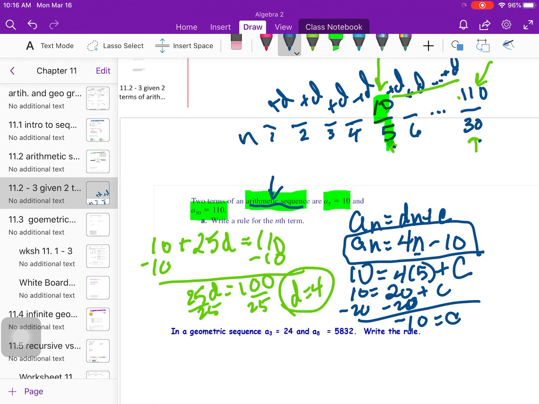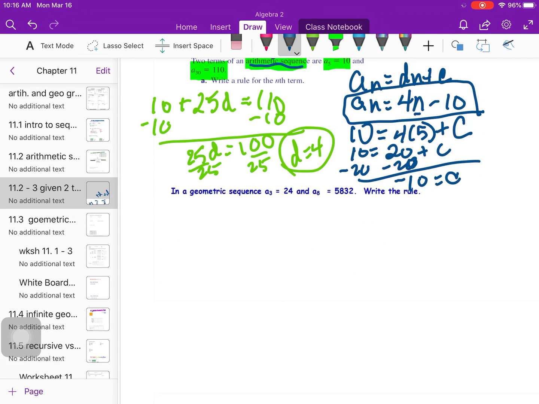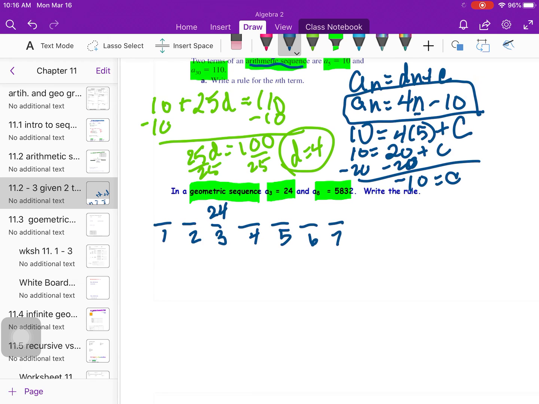We'll do a similar problem with geometric. But the difference is when it is geometric, we multiply. So in this sequence, they gave me the third term is 24 and the eighth term is 5832. So again, I'm going to make myself a picture. First one I don't know, second one I don't know, third one is 24. Fourth one I don't know, fifth one, sixth one, seventh one, but the eighth one I do know is 5832. Well, geometric is multiplying by a ratio. So multiply by r, multiply by r, multiply by r.